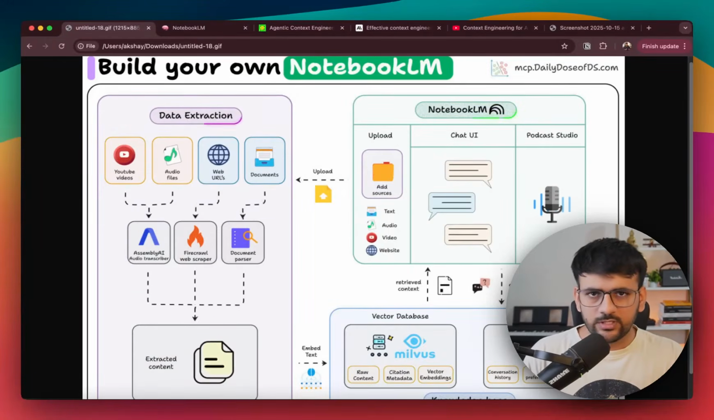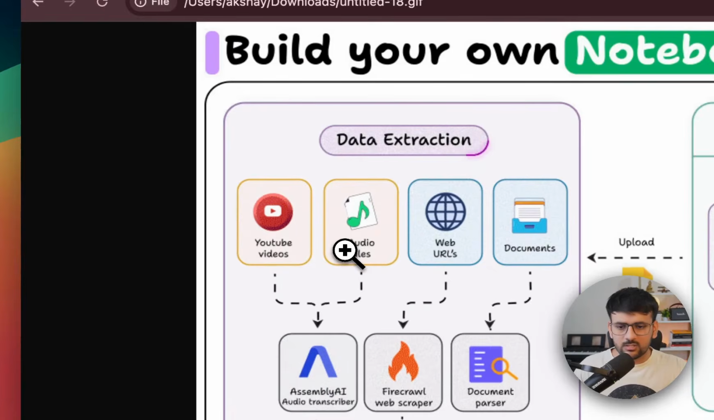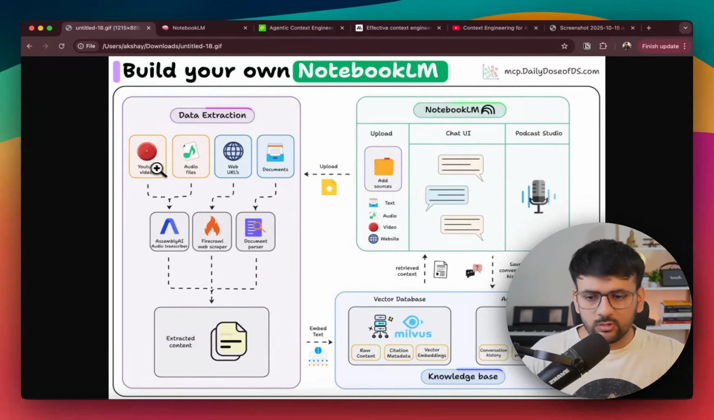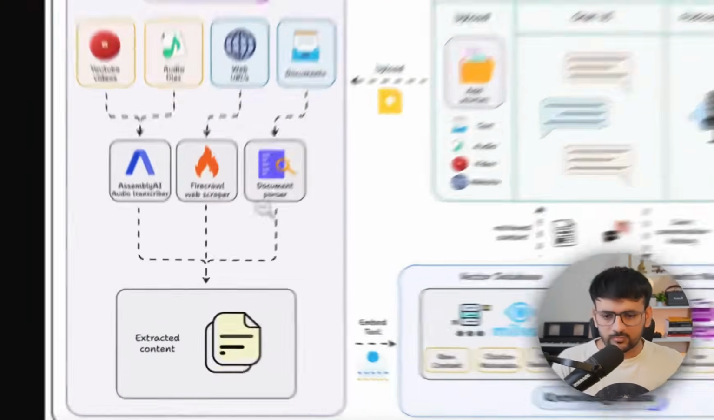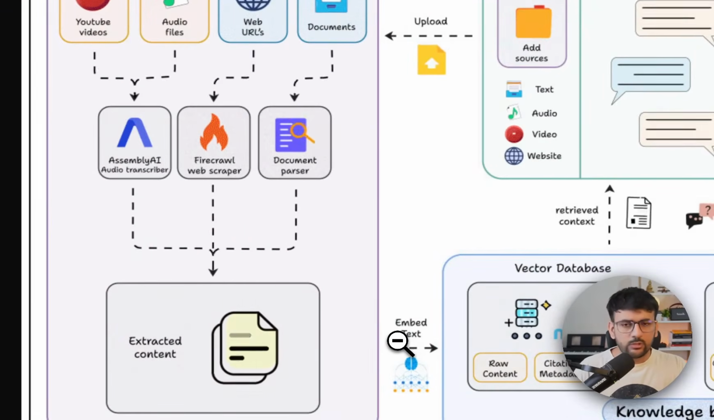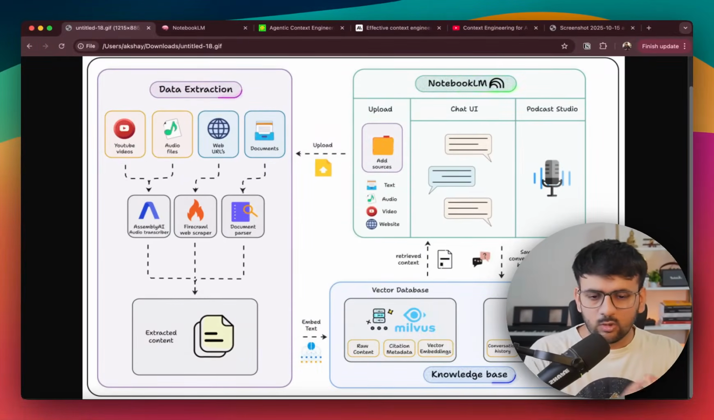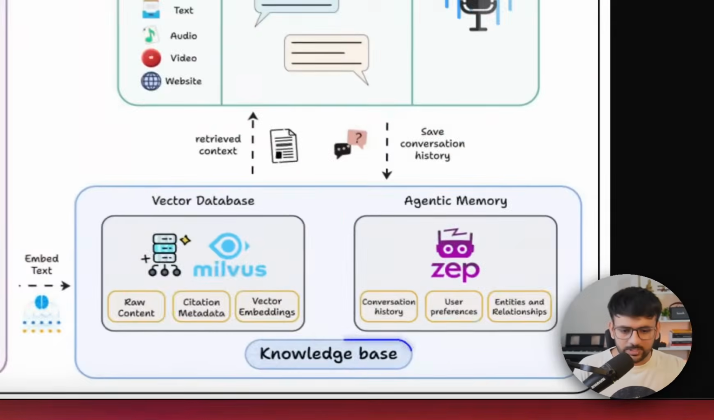So by the end of this video, you'll learn how you can extract multimodal data, including text, audio, video, along with YouTube videos and website URLs into an LLM-ready format. Once that is done, we are going to use an embedding model and store all of this knowledge inside an open source self-hosted vector database.